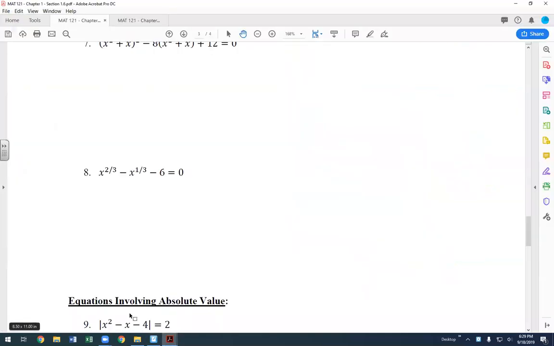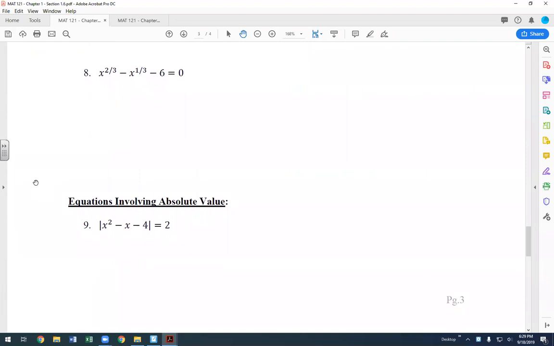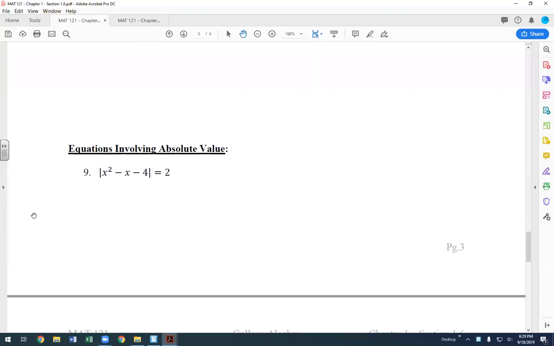So that I believe brings us to the last type of equations we are solving, which is the absolute value equations. We looked at absolute value equations again, either in 1.1 or 1.2 of this chapter, but of course we're building it up with polynomials this time. So you've got x squared minus x minus 4 equals 2. What do we remember about absolute values? What did we talk about in terms of absolute values?